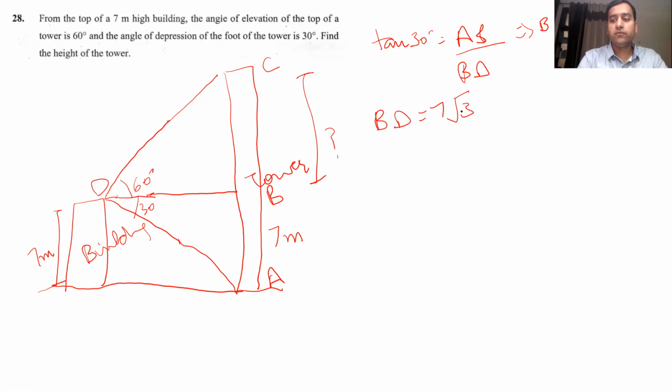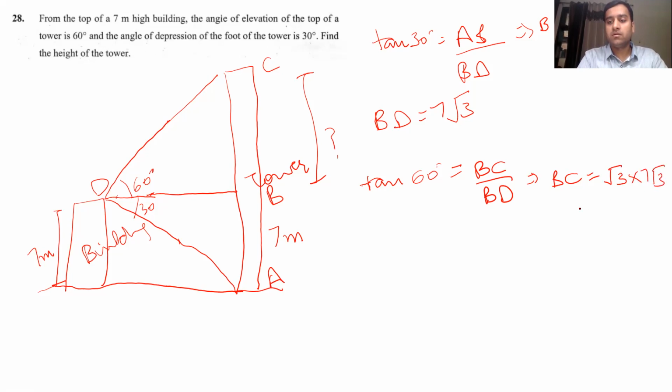Now, with the help of this BD, we have to find BC so that we can find the total height of the tower. BC in our case, we go with the same thing. Tan of 60 degrees is equal to BC divided by BD. Now we know BD, which is 7 root 3, and we know tan 60, which is root 3. So we can find BC. This implies BC equals tan 60, which is root 3, times BD, which is 7 root 3. So BC is equal to 21. 7 root 3 times root 3, 7 into 3, 21.